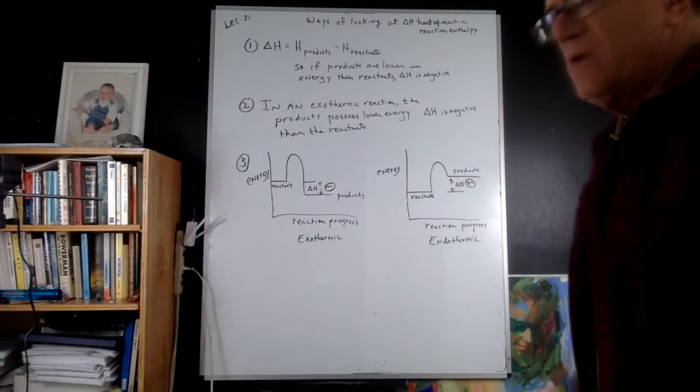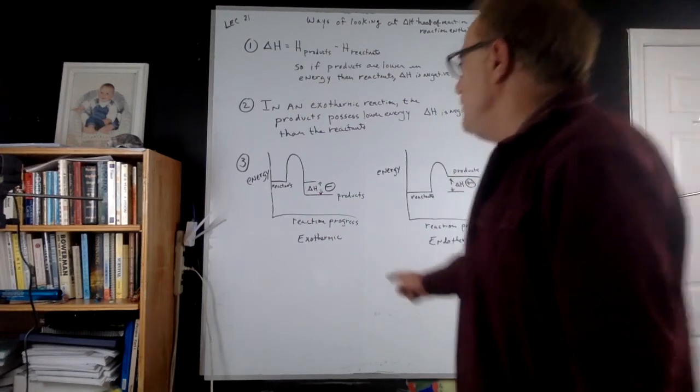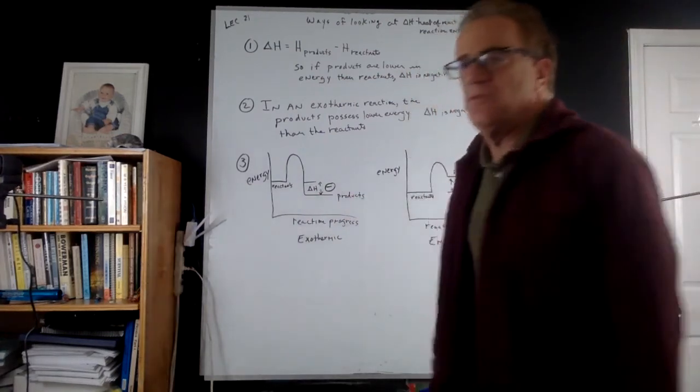And so those are three ways of looking at delta H. And this would be a negative delta H, and that would be a positive delta H.